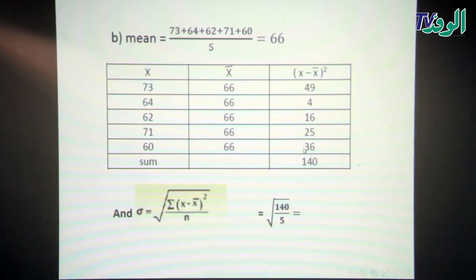Then the sum of x minus x bar to the power of 2 is 140. The rule of standard deviation is the square root of the sum of x minus x bar to the power of 2 over n, which is the number of values, so it equals root of 144 over 5. Then use your calculator to find the deviation approximately, to the nearest tenth, hundredth, whatever.